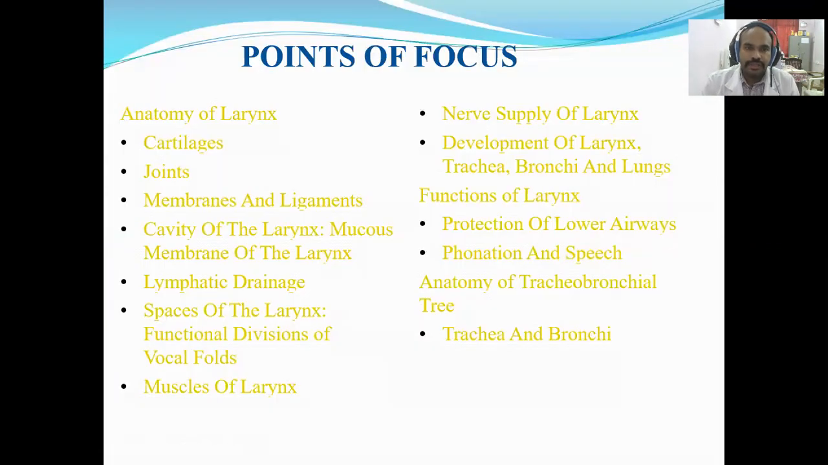So the points we're going to see in this class today are the anatomy, basically the cartilages of the larynx, first and foremost, the joints formed between the cartilages, the membranes and the ligaments of the larynx, cavities of the larynx, as well as the mucous membranes over the larynx, lymphatic drainage of the larynx, as well as the functional spaces in the larynx, especially the mucosal folds as well as the vocal folds, then the muscles of the larynx, their nerve supply, then the development of the larynx, trachea, bronchi, as well as the lungs, then the functional aspects of the larynx, especially the protection of lower airways as well as phonation and speech, then a part regarding the anatomy of the tracheobronchial tree.